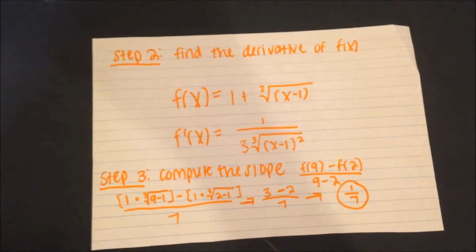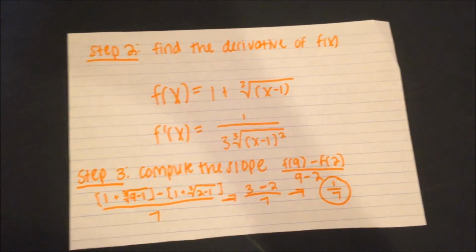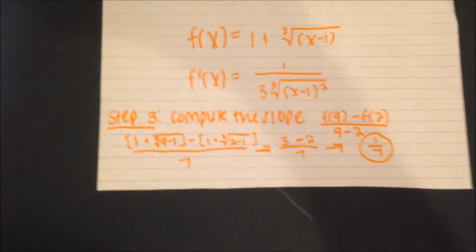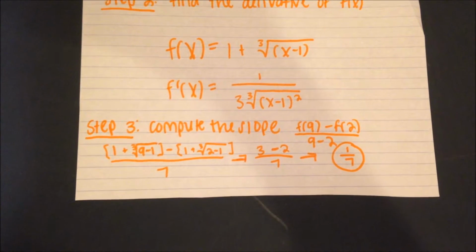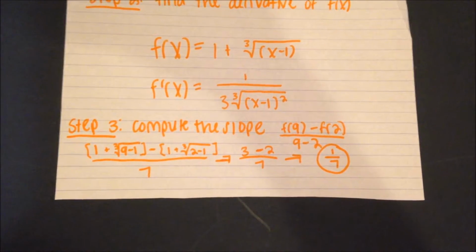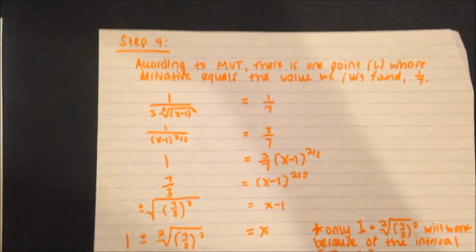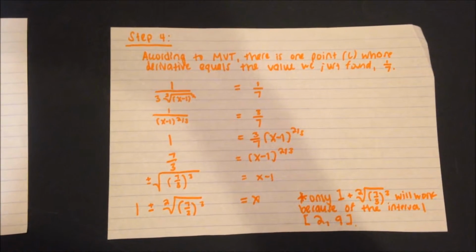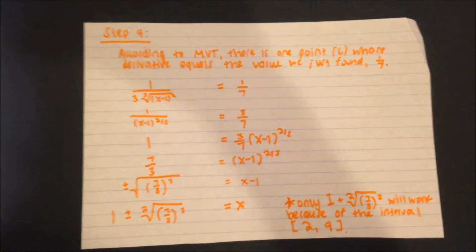The second step is to find the derivative of f of x. The derivative is 1 over 3 times the cube root of x minus 1 squared. The third step is to compute the slope. f of 9 minus f of 2 over 9 minus 2 simplifies to 1/7. The fourth step says that according to the mean value theorem, there is a point c whose derivative equals the value we just found, 1/7.